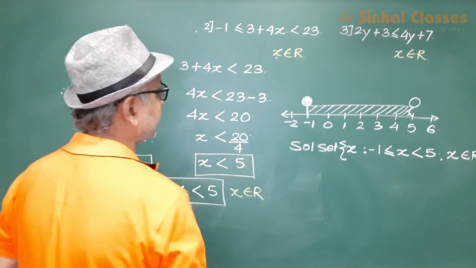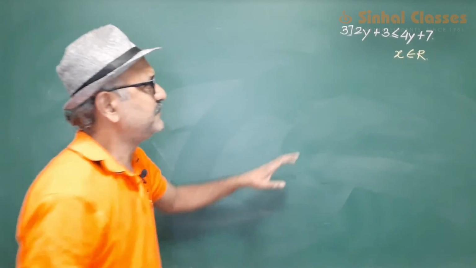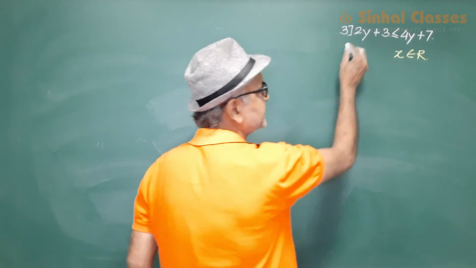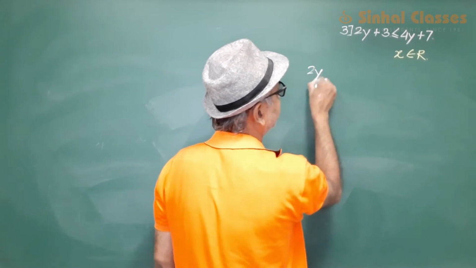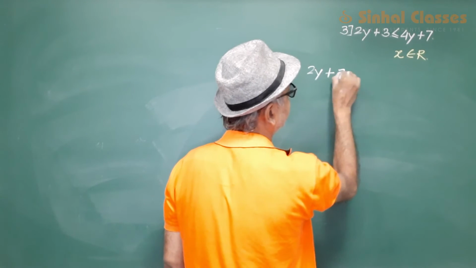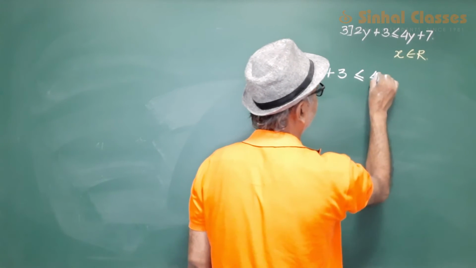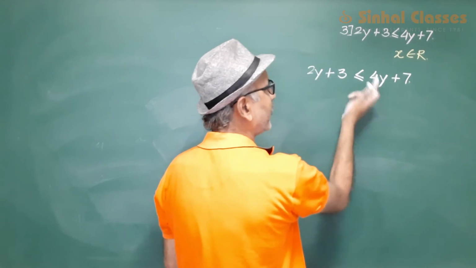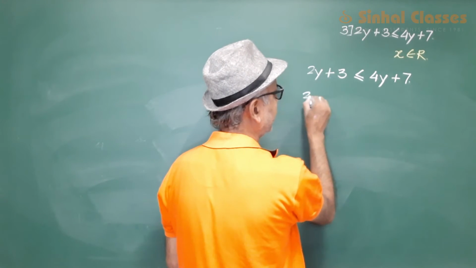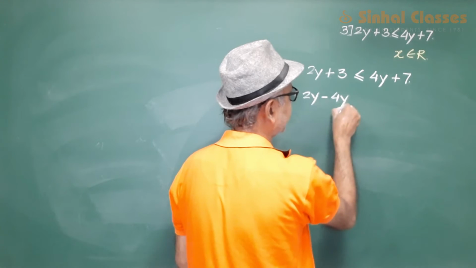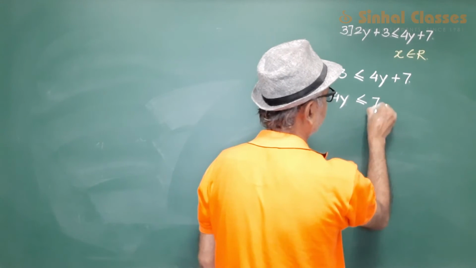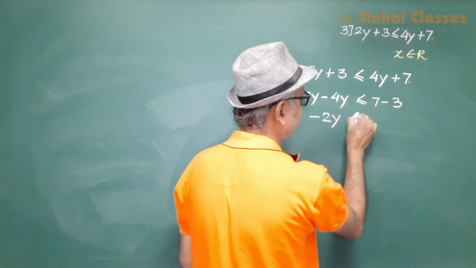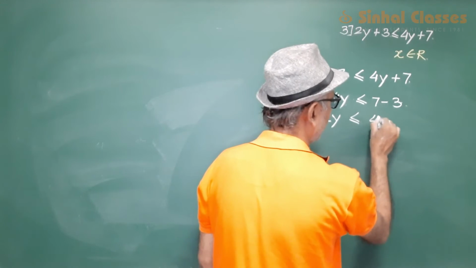Next, we move on to the third sum now. Here, there are only two parts, left hand side and the right hand side to this inequation. So this becomes comparatively simple. 2y plus 3 less than or equal to 4y plus 7. Shift 4y on this side, 3 on the other side. 2y minus 4y less than or equal to 7 minus 3. Now this becomes minus 2y less than or equals to 4.